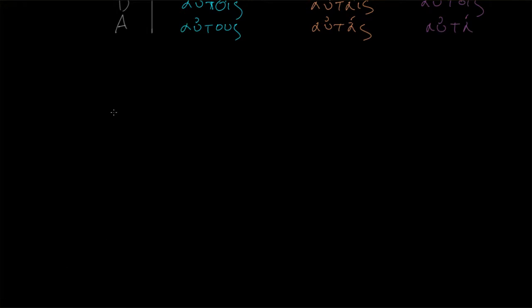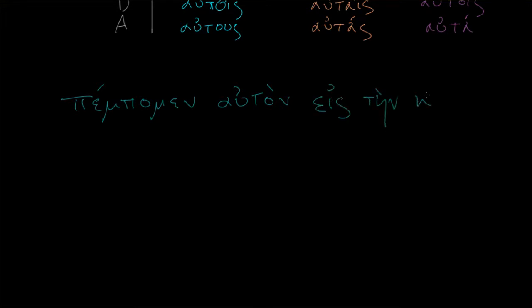So again, we'll follow Shelmerdine. This is on page 46 in her book. And her example is, Pempamen, we are sending, auton, we'll get to what that could mean, es ten komen. Getting used to this to the village example. So we are sending blank to the village.